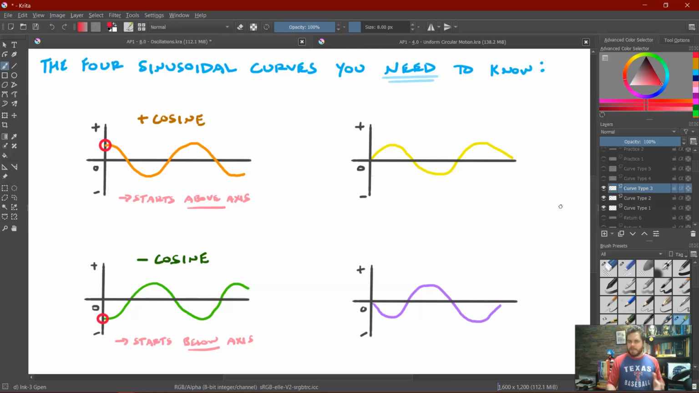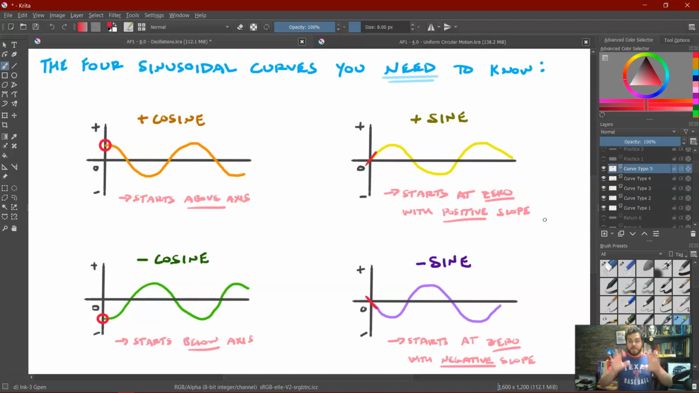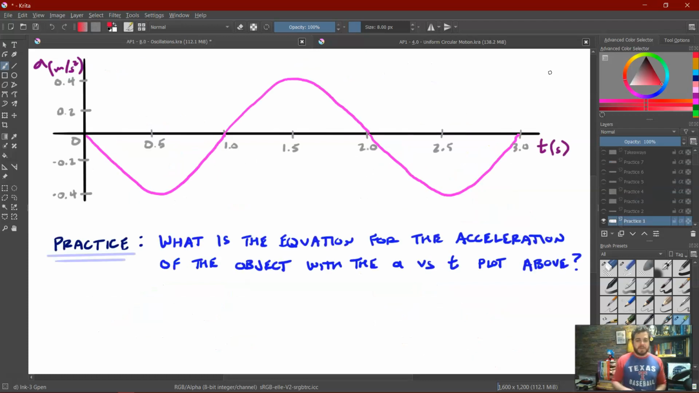The sine graphs can be a little more confusing, because if you notice, these are both sine graphs and they both start at 0, but what we can look at is the initial slope. If the initial slope of the graph is positive, that is a positive sine graph. And if the initial slope of the graph is negative, that is a negative sine graph. So these 4 we need to be able to identify pretty quickly and pretty accurately. So let's go ahead and just do one practice example together.